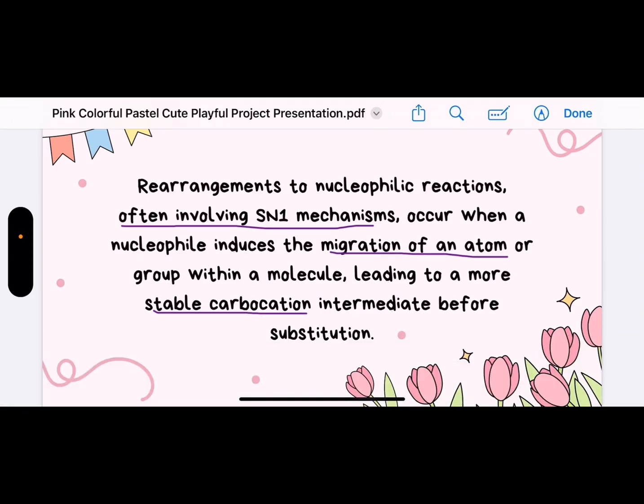So, when we say carbocation, it is an ion with a positively charged carbon atom. It acts as a highly reactive electrophile.